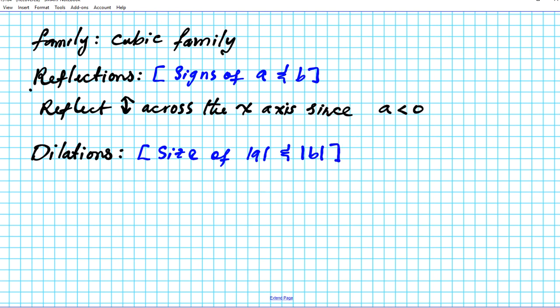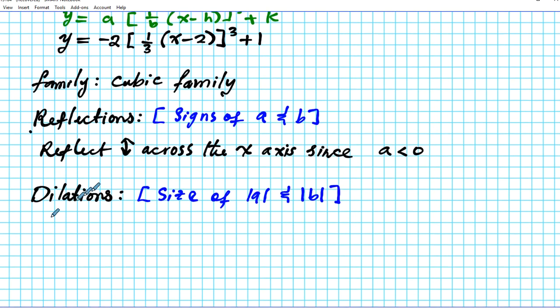Now, let's start with the vertical direction. Let's pull up our function into view. For the vertical stretch, we're looking at the absolute value of A again. It's bigger than 1, so that means we're going to stretch the graph vertically.